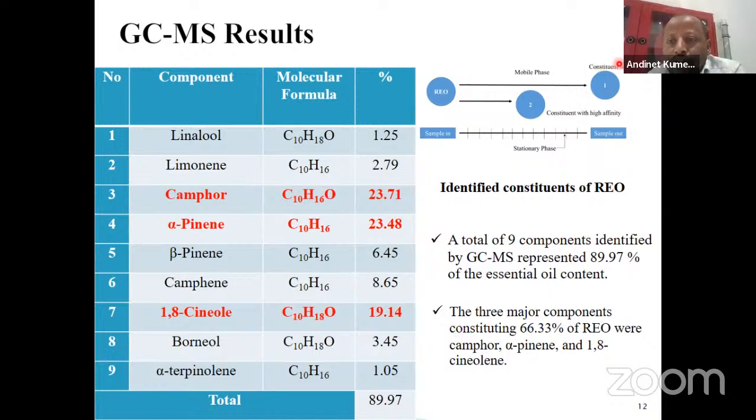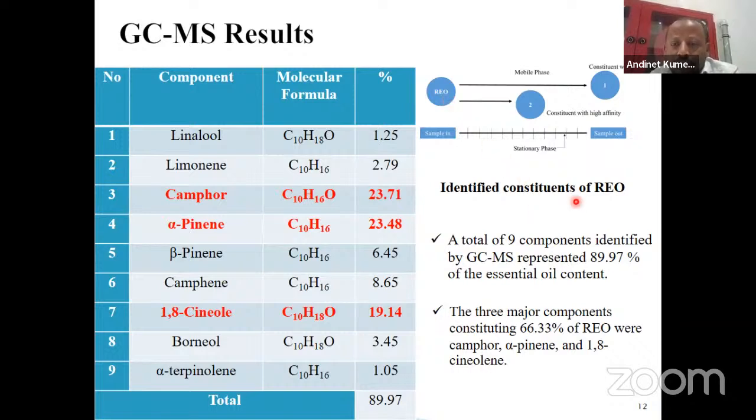So when this rosemary essential oil is in vapor form, a constituent with low affinity will have a lower attraction towards the stationary phase, so it can move freely in a quick manner. However, a constituent or analyte with a higher affinity has greater interaction with the stationary phase, so its movement will be slower. So this is the principle behind gas chromatography for identifying the major constituents which form the rosemary essential oil sample.